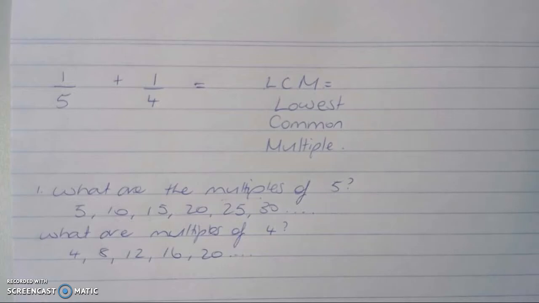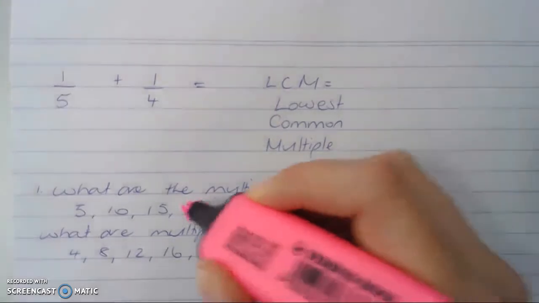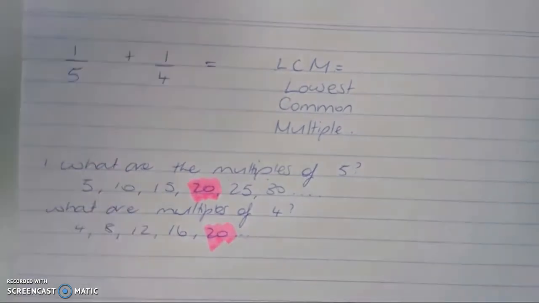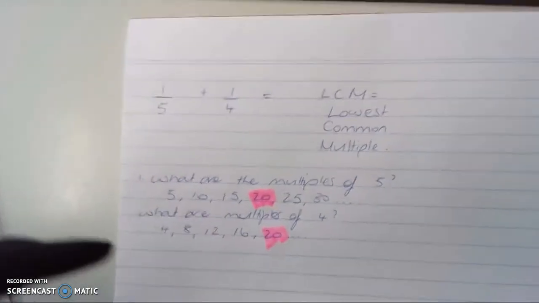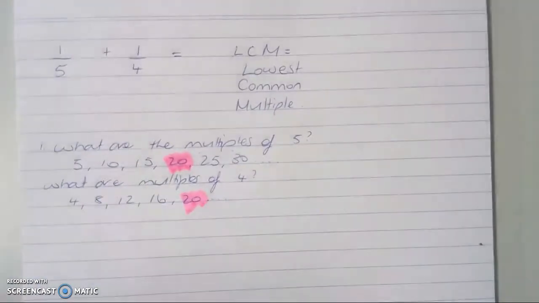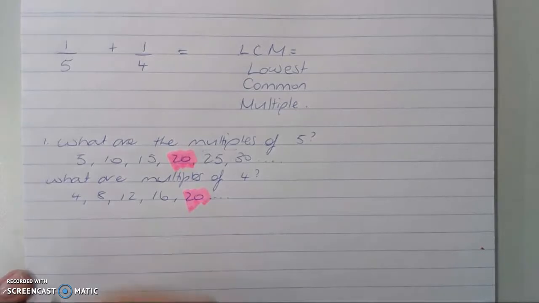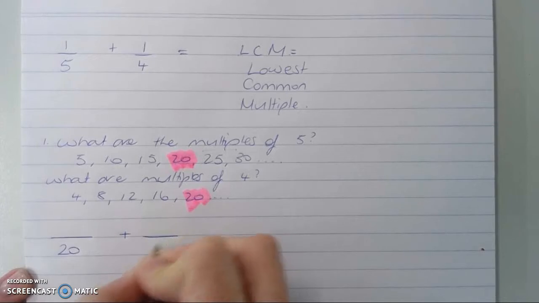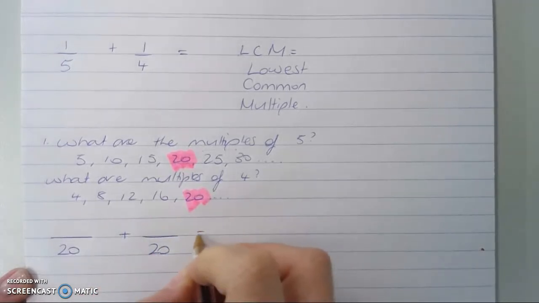Okay, so when I write out all the multiples of 5, as I've done here, or a number of them, they keep going, and all the multiples of 4, I see the one that comes up first that is matching is the 20. Okay. And for this question, that's my lowest common multiple, okay? So I'm just going to move this camera up a bit, show the rest of the page. Excellent. Okay. So I'm going to have a new denominator for my question, and it's going to be my lowest common multiple, which is 20.